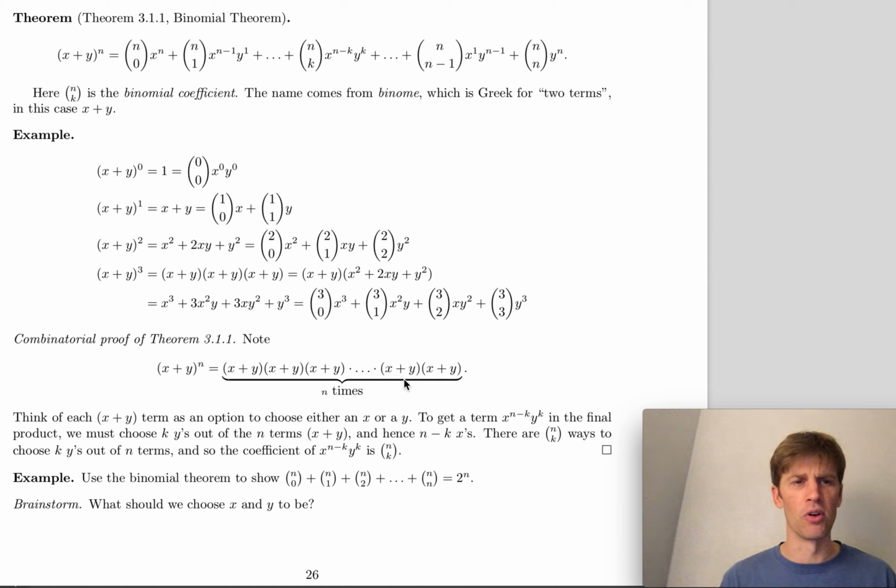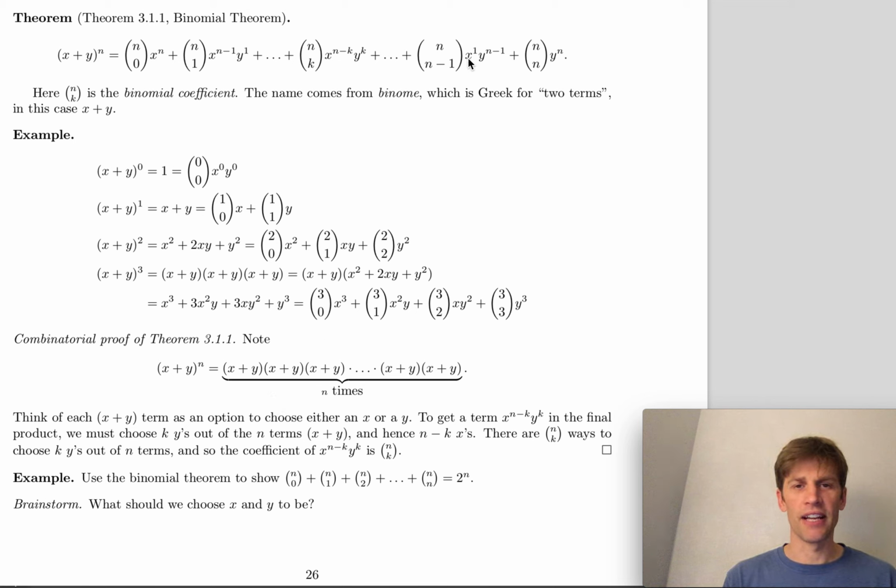So for example, how many ways can I get y to the nth power? Well, out of all these n terms, I need to choose y every time in order to get y to the nth power. So from each of these n terms, I need to choose y, and so there's only n choose n, or one way to do this.